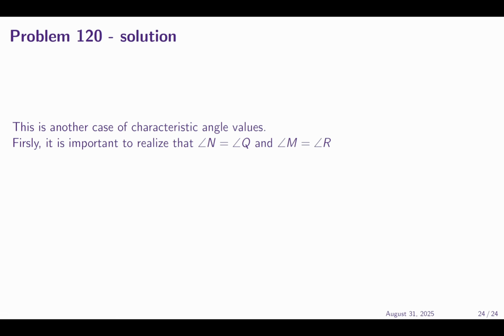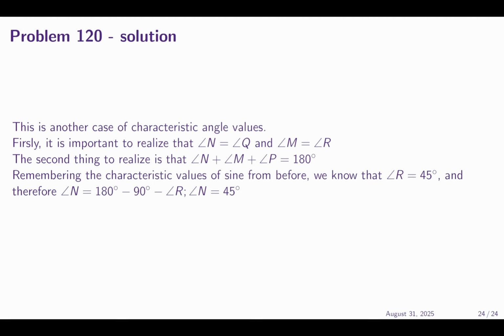Firstly, it's important to realize that the measure of the angle at N is the same as the measure of the angle at Q, and the measure at M is equal to the measure at R. The second thing to realize is that the angles N plus M plus P form a triangle, therefore the sum of their sizes is 180 degrees. Remembering the characteristic values of sine that we discussed before, we know that the angle at R is equal to 45 degrees, and therefore the angle at N has to also be equal to 45 degrees.